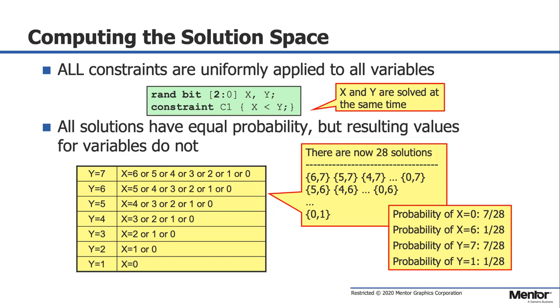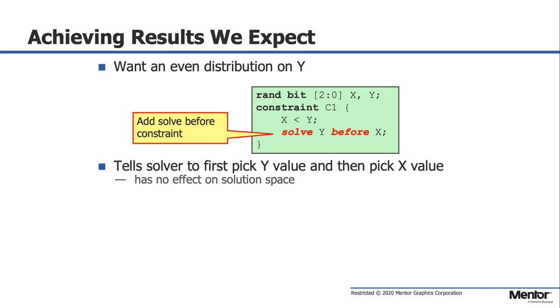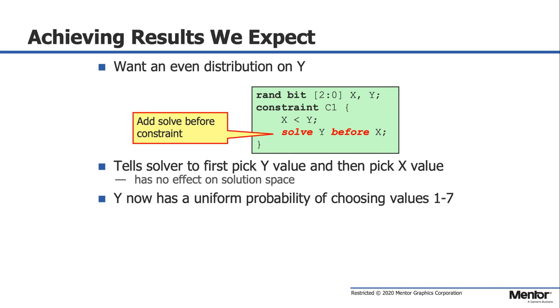So if we want to get an even distribution on y, we can add this construct, solve y before x. And what this does is it tells the solver to pick a value for y first and then pick a value for x. Now this construct has no effect on the solution space. We're still going to have the same set of solutions, but the probability of the values we get for y are going to change, and we're going to have a uniform probability of choosing the values 1 through 7.